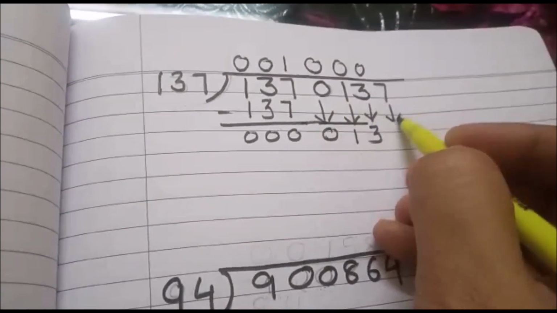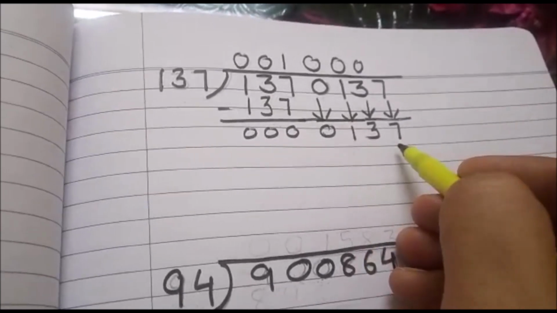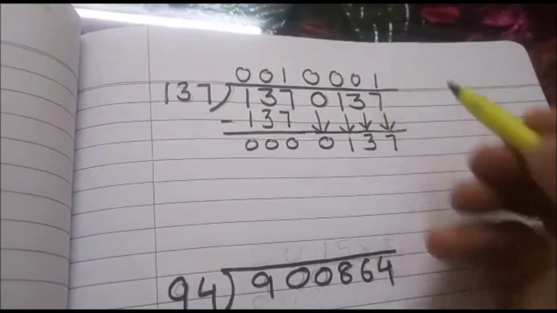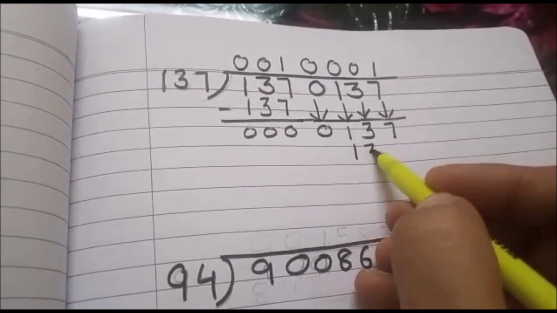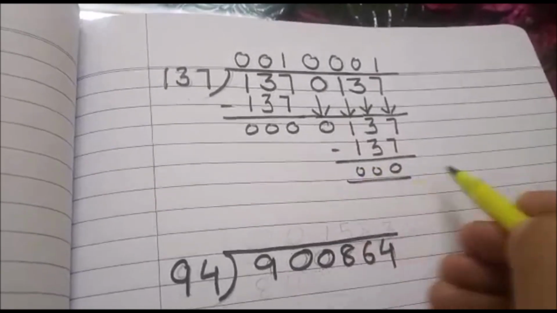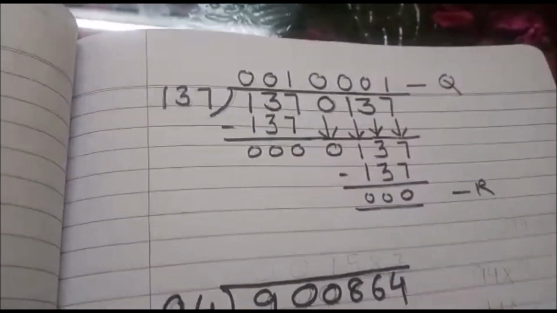And then we take down again next number 7. We see 137 is divisible by 137 at one place. So write 1 as quotient and 137 below this. Then subtract these two numbers. We find 0 as remainder. And this is our quotient. Fine.